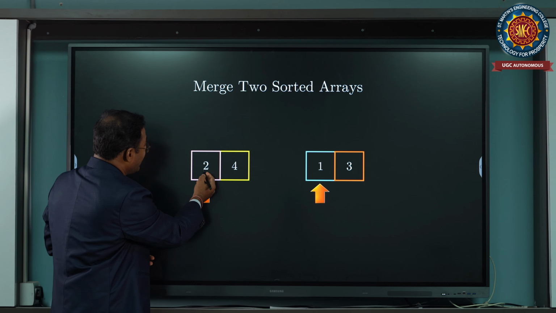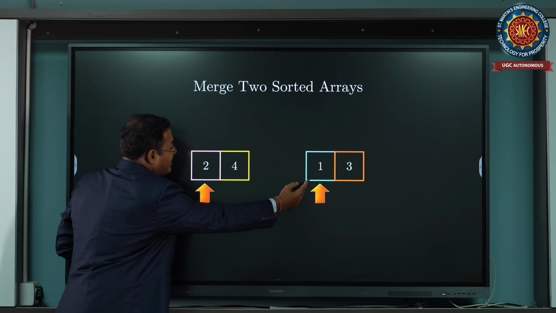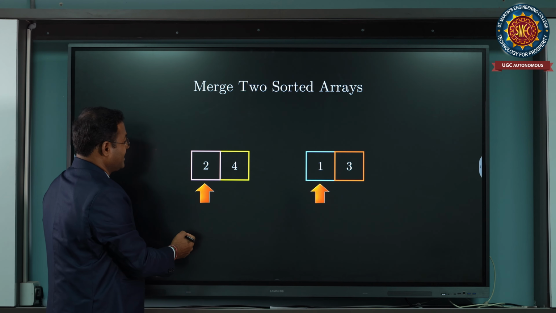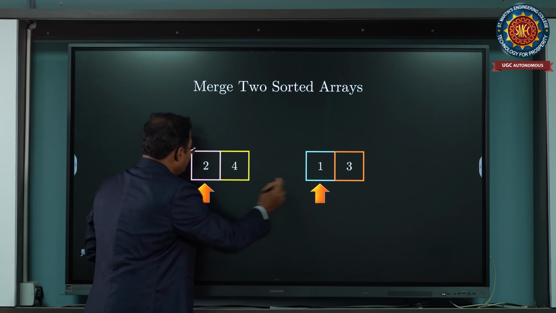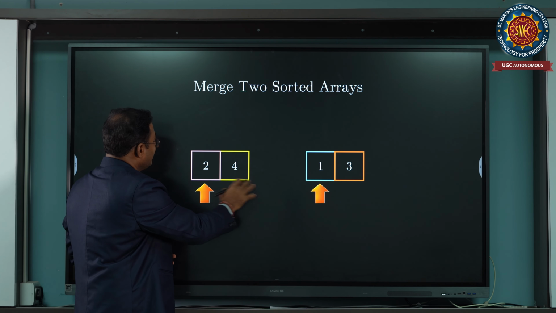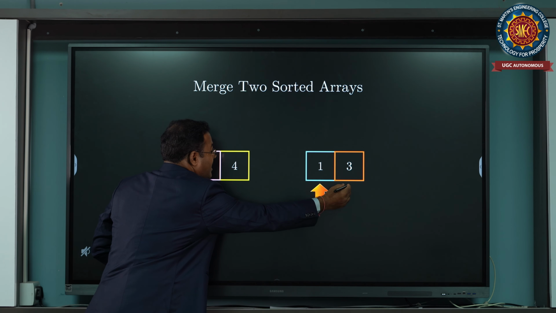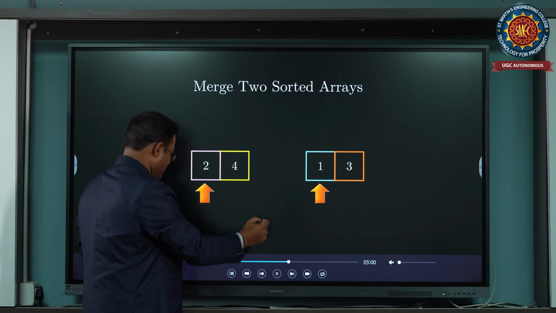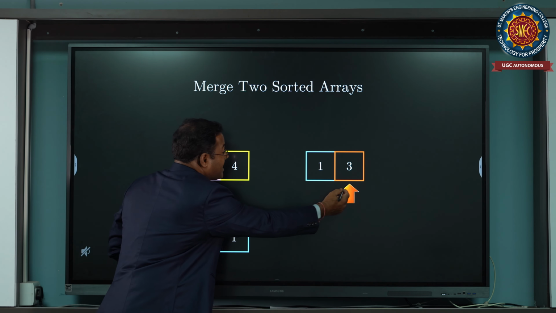Then again compare I and J, 2 and 1. Which is the smaller one? 1 is the smaller one. Then I will copy 1 into the auxiliary array. Then 2 is this J, this is I. Then again, which is the smaller one? 1 is the smaller one, so I have to increase J to the next position.